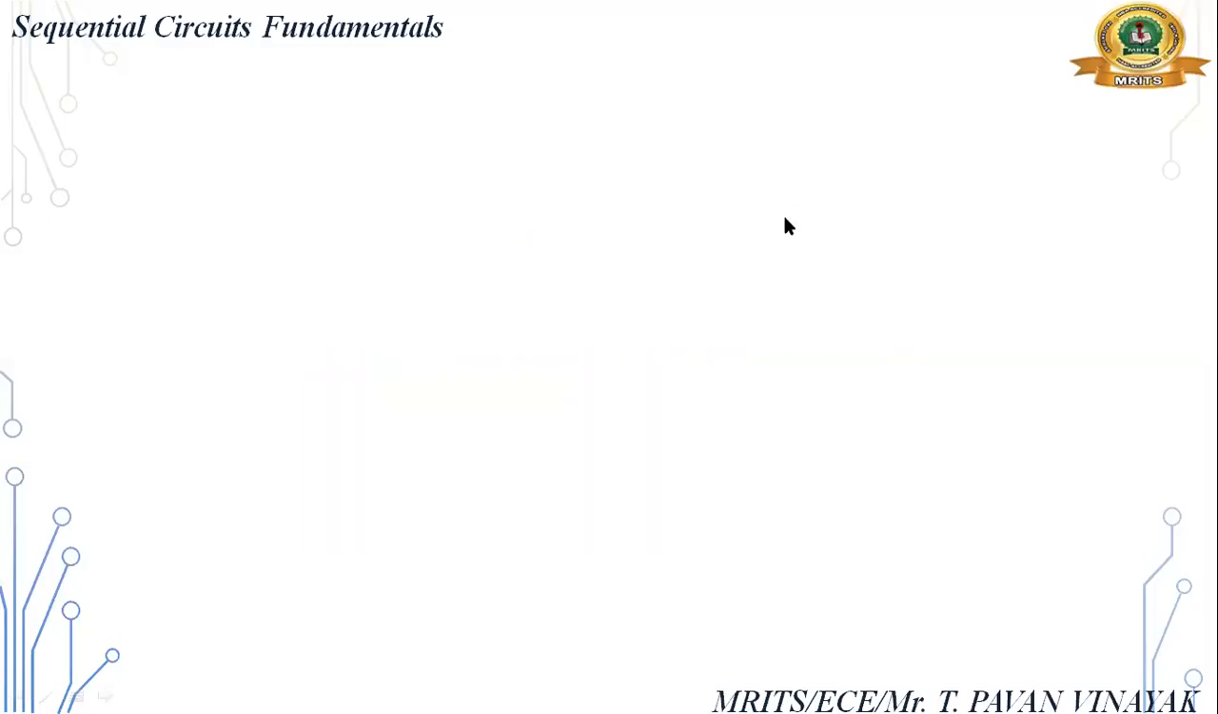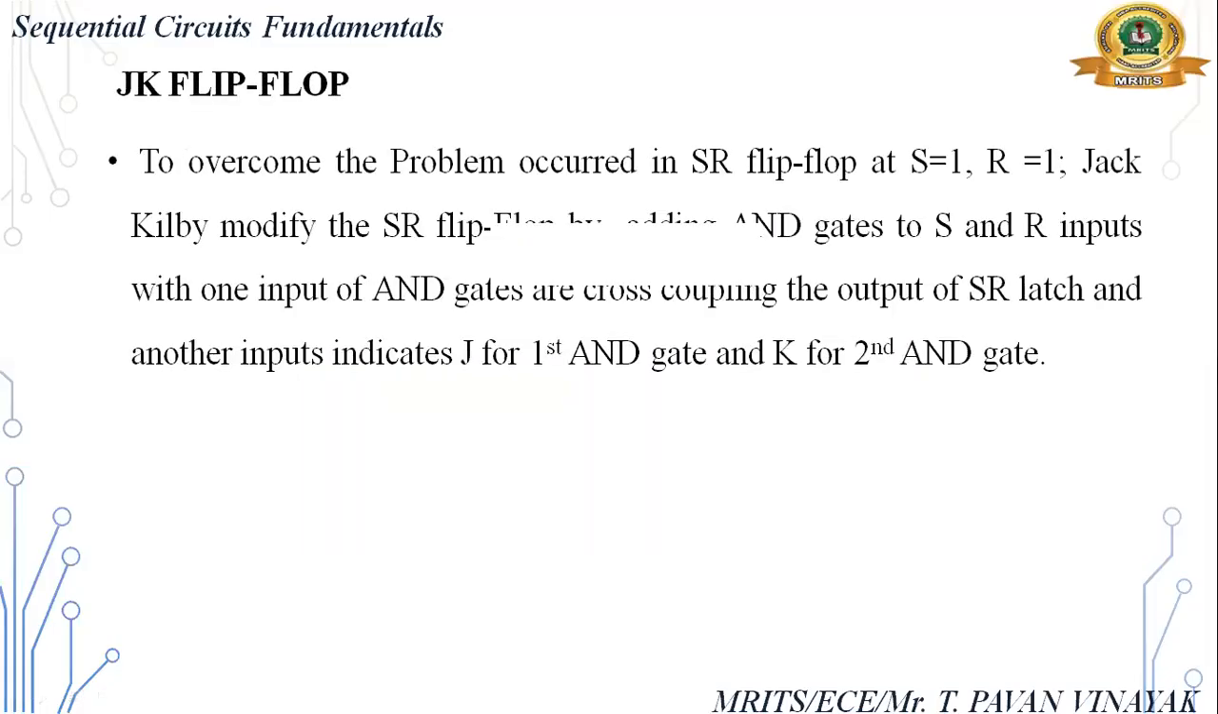So what is JK flip-flop? To overcome the problem that occurred in SR flip-flop at S equal to 1, R equal to 1. What happened at that condition? It is invalid, right? In SR flip-flop, when S is equal to 1 and R is equal to 1, it is invalid. So to overcome that problem, Jack Kilby modified the SR flip-flop.